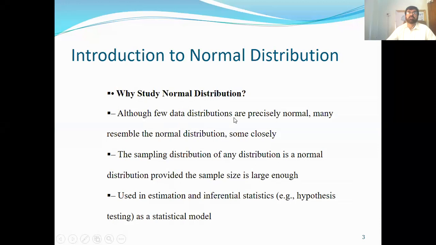Although few data distributions are precisely normal, many resemble the normal distribution, some very closely. The sampling distribution of any distribution is a normal distribution provided the sample size is large enough. It is used in estimation and in inferential statistics, for example, hypothesis testing, as a statistical model.